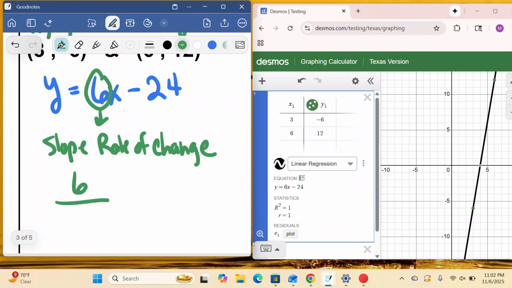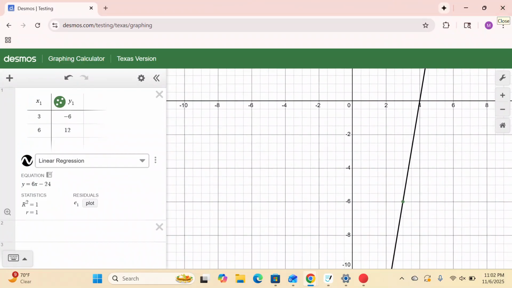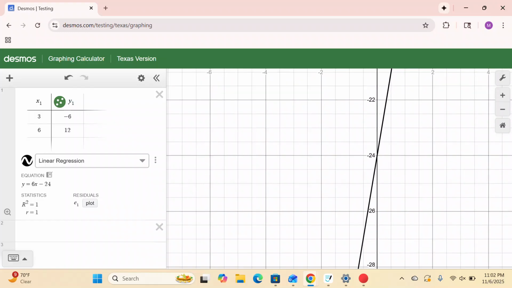If I want to find my y-intercept, I'm going to look at the graph and see where it crosses my y-axis. I have to find it, and I'm going to go down and there is my y-intercept. I click on it, it should stay there. It is 0, negative 24. So my y-intercept is 0, negative 24.